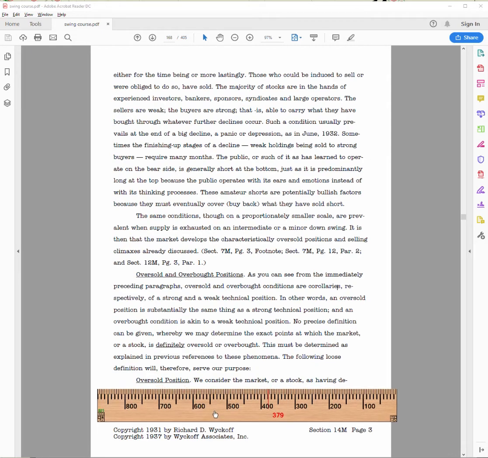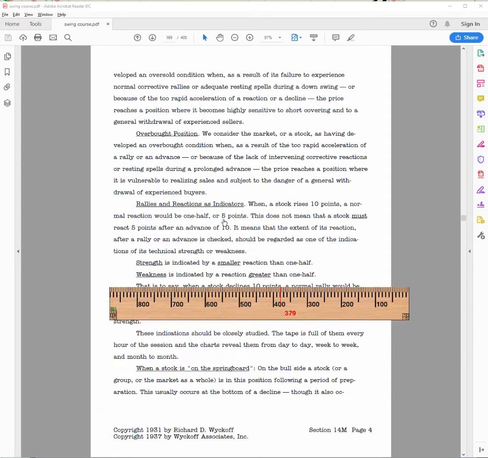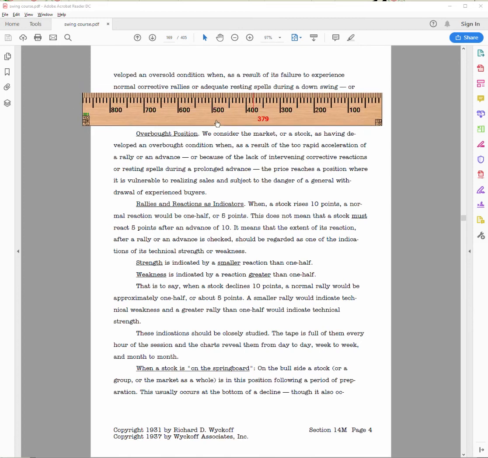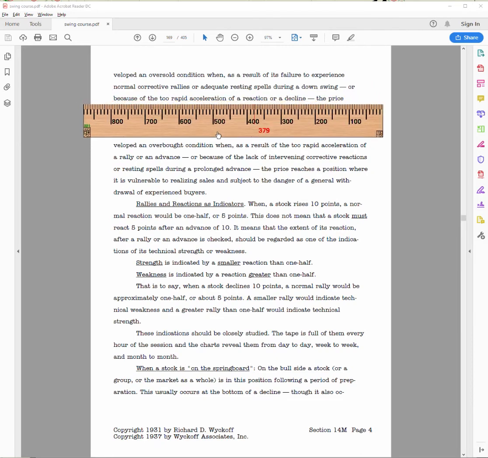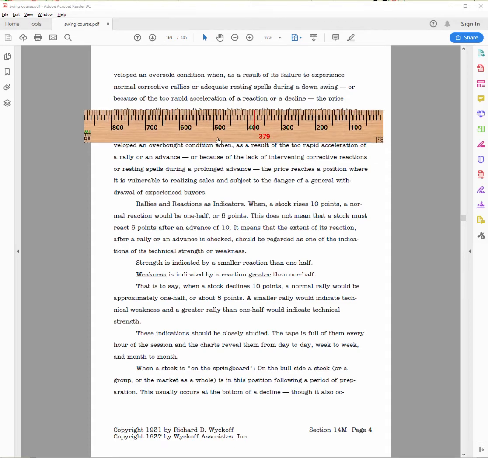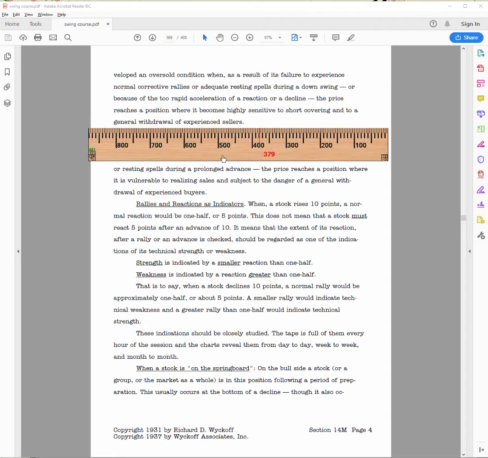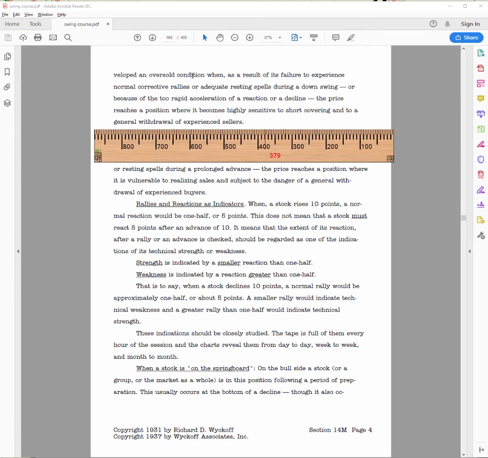We consider a market or a stock as having developed an oversold condition when, as a result of its failure to experience normal corrective rallies or adequate resting spells during a downswing, or because of the too rapid acceleration of a reaction or a decline, the price reaches a position where it becomes highly sensitive to short covering and to general withdrawal of experienced sellers. Basically, it's moved too far too fast.